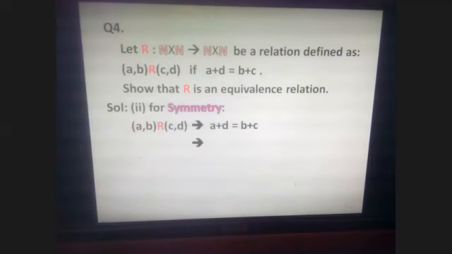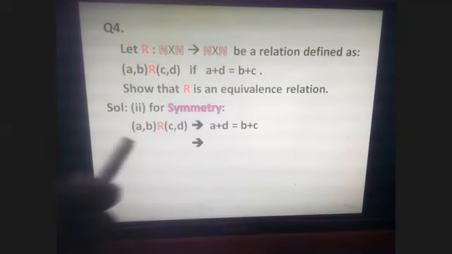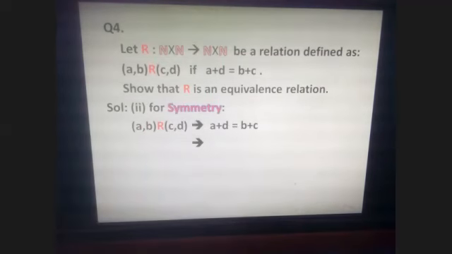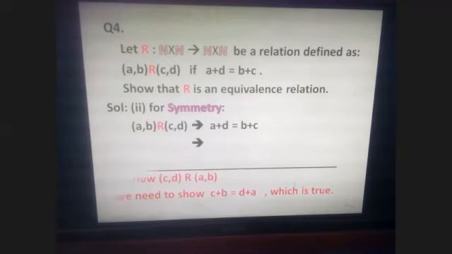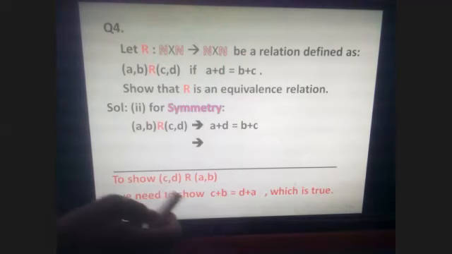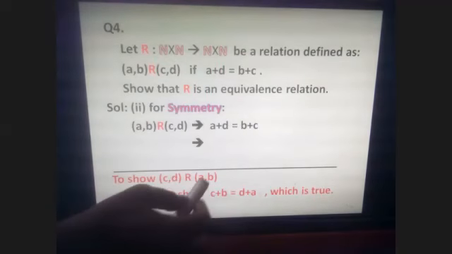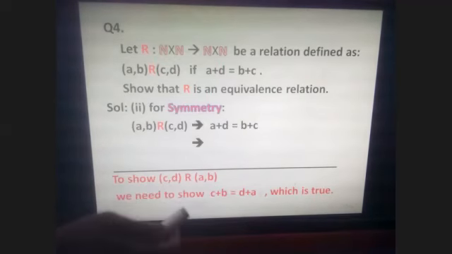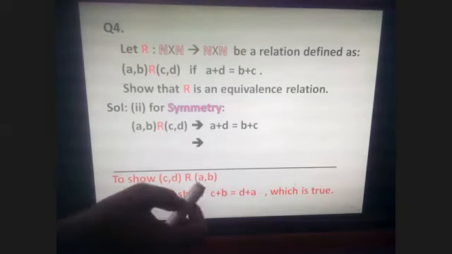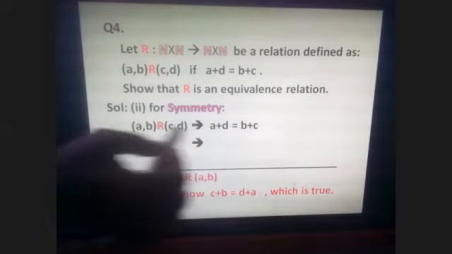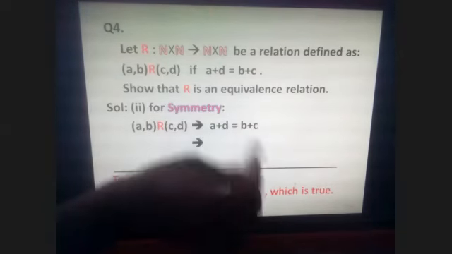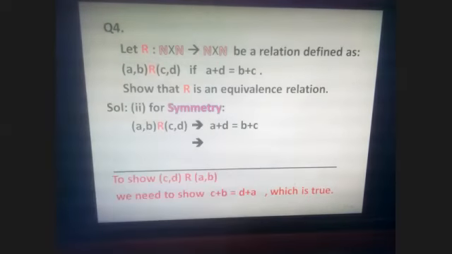Now for symmetry, it is very simple. (A, B) related to (C, D) must imply (C, D) related to (A, B). Tell me, when do you say (C, D) related to (A, B)? (C, D) is related to (A, B) if the sum of the far ones, C plus B, equals D plus A. But that is obviously so, because when (A, B) is related to (C, D), you can read C plus B equal to D plus A, or the same thing.